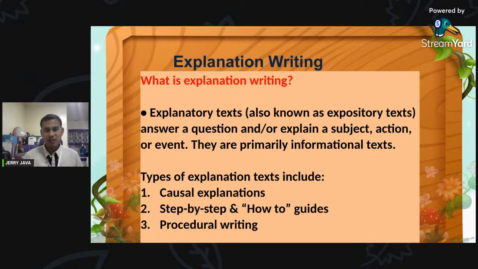What is explanation writing or explanatory text? Explanatory text, also known as expository text, answers a question and/or explains a subject, action, or event. They are primarily informational texts. So you are going to explain why and how something happens. So we have here the types. You can have causal explanations, cause and effect, to step by step and how-to guides, and procedural writing sequences.